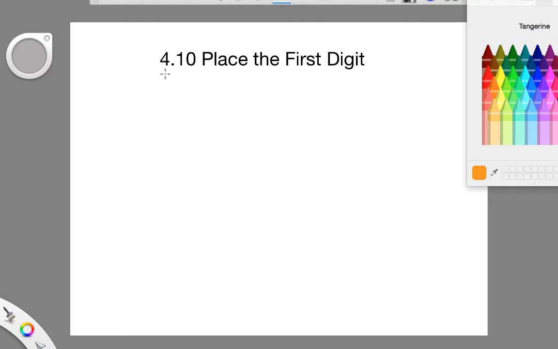All right, we're in chapter 4.10, place the first digit, and looks like we're doing standard long division. You should be excited. This is how we do long division. Some of the other methods that you've been practicing help you to understand place value and what the numbers actually mean and how multiplication relates to division. But now we're going to just learn how to do long division, kind of the old-fashioned way.